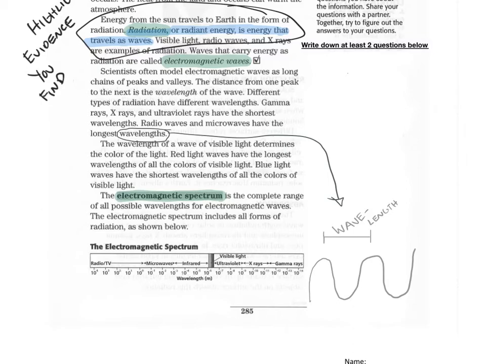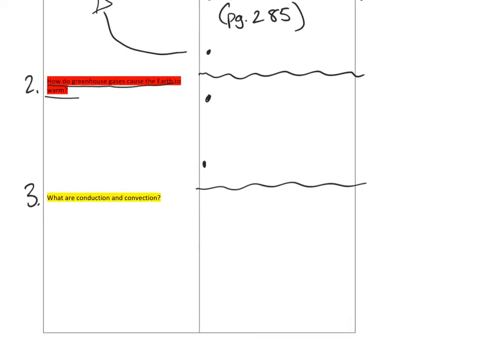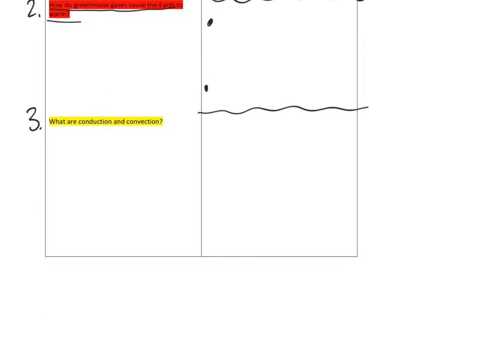But for each question, how many questions do we have? We have 1, 2, 3 questions. For each question, you need 2 pieces of evidence. So I need 1 more piece of evidence for radiation. Then I'm going to need 2 pieces of evidence for how do greenhouse gases cause the earth to warm. And then I'm going to need 2 pieces of evidence for what are conduction and what are convection.